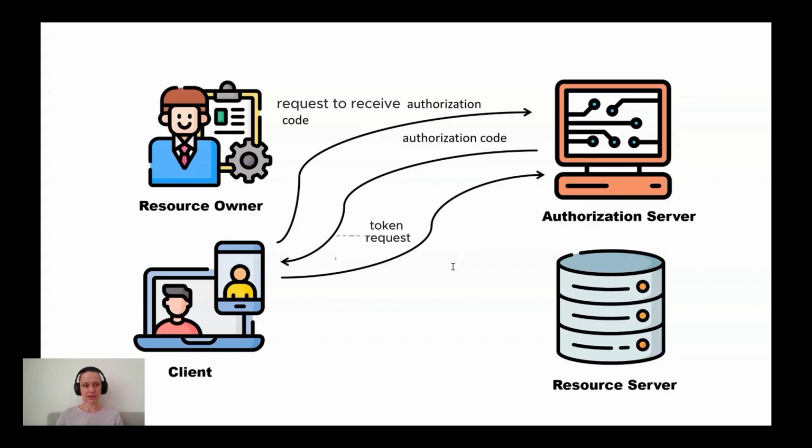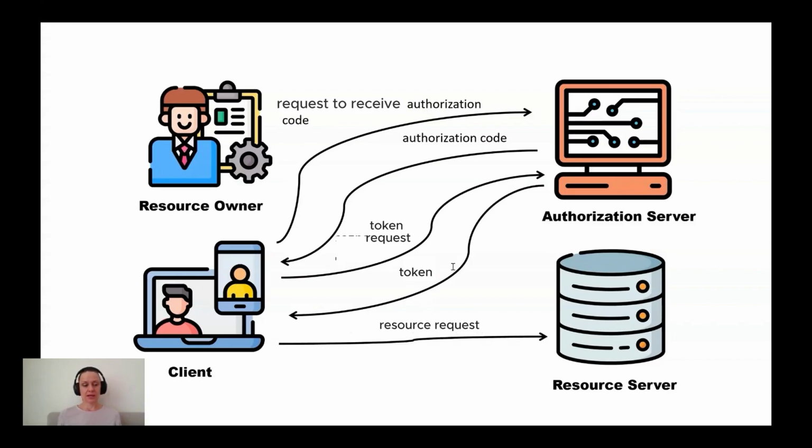Next, the client uses the authorization code to request an access token from the authorization server. The authorization server issues an access token and sometimes a refresh token, which can be used to renew the access token after it expires. The client sends a request to the resource server, attaching the access token. The final step: the resource server verifies the access token to see if it is valid, and provides access to protected resources for the client.